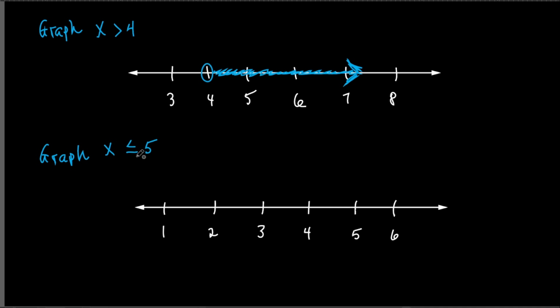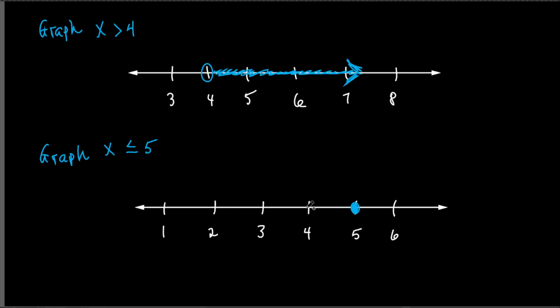So x is less than or equal to 5. So it's or equal to. So if it's or equal to, you always fill it in. There's a big, big difference between that. So if I want to find all the numbers that are less than or equal to 5, 5 has to be included. 5 has to be one of those numbers because it could be equal to 5. And it has to be all the numbers that are less than 5.